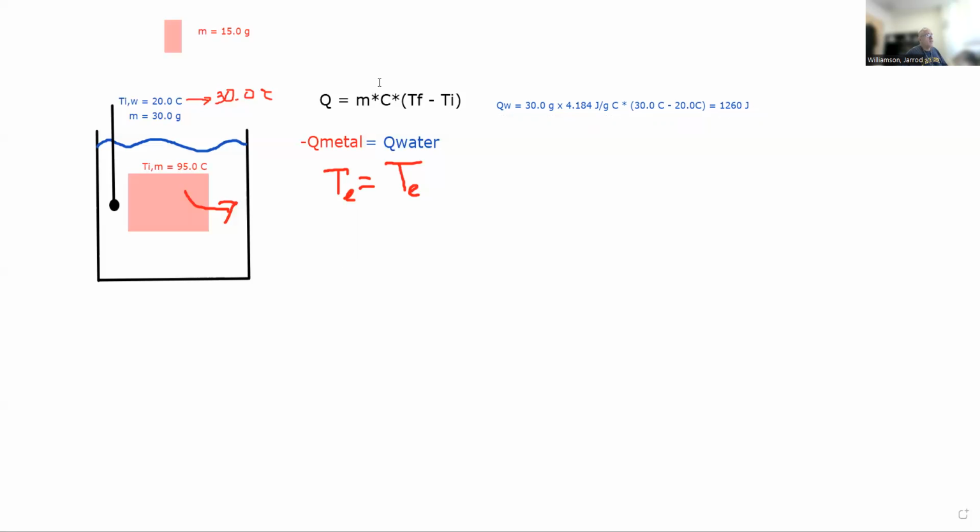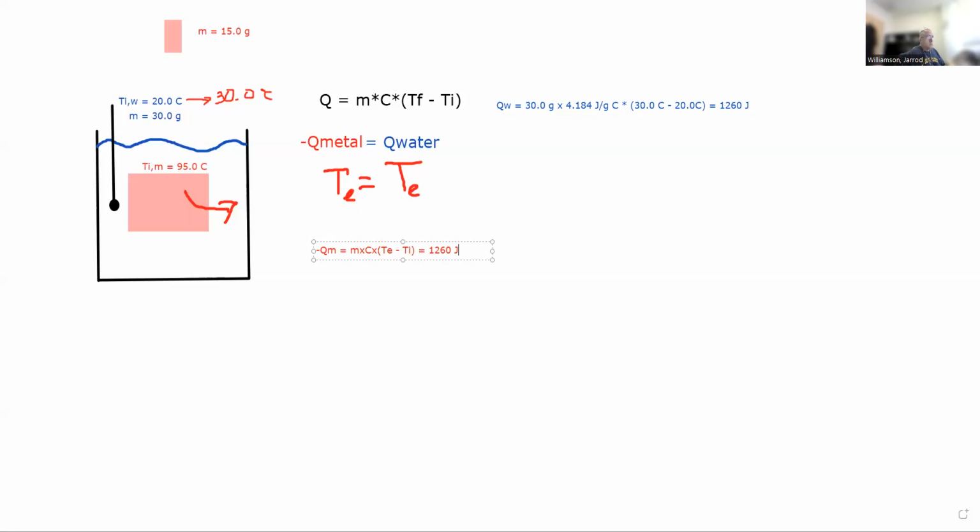That means that, I'm going to change it here, the amount of heat that the metal released is the mass of the metal times the heat capacity of the metal times the equilibrium temperature minus the initial temperature of the metal, right? That will be equal to 1260 joules. Okay, now I got that minus sign there. What do I do with that?